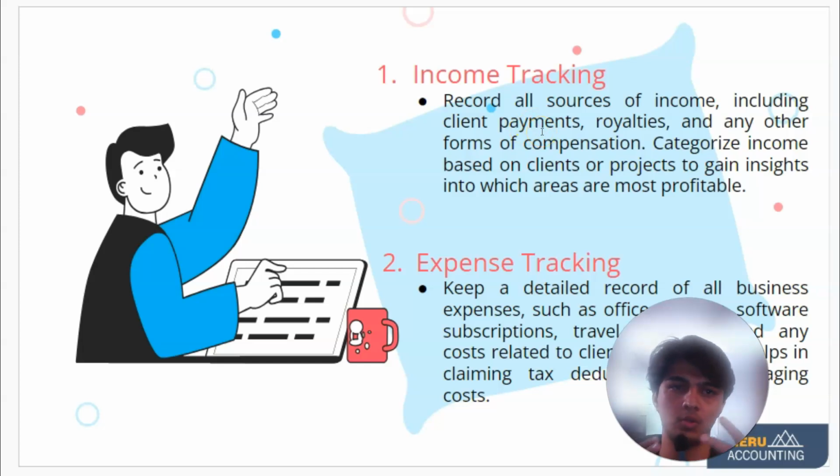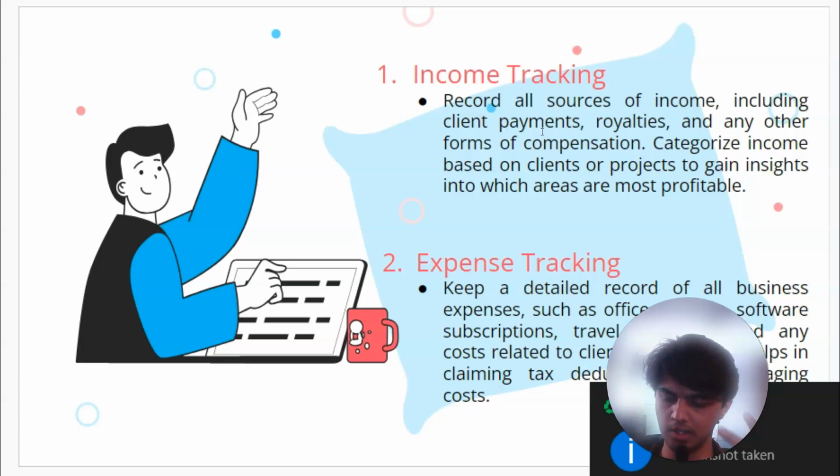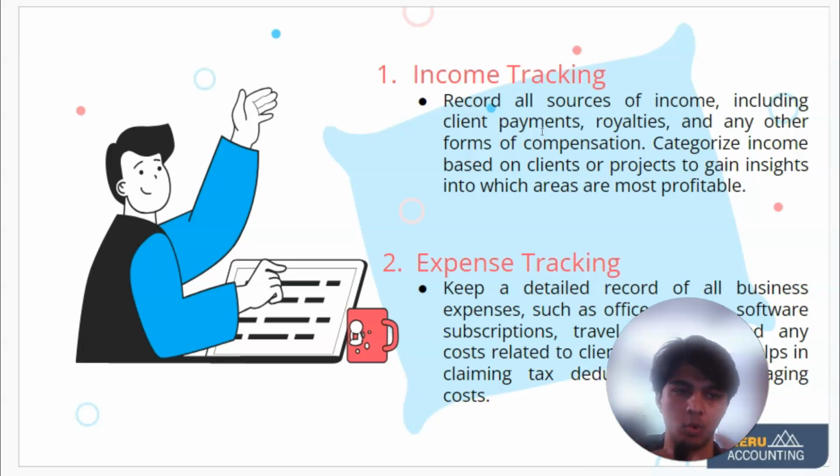In income tracking, you need to record all the sources of your income. This will include your client payments and the royalties. If you have worked on particular projects that will be used in future, then you can have the royalties on it. Then any other form of compensation that you are having, that all will be calculated in income tracking. And in income tracking, you need to categorize all the income based on clients or the projects, to gain an insight into the areas, what area is more profitable to you, what kind of projects are more profitable to you.